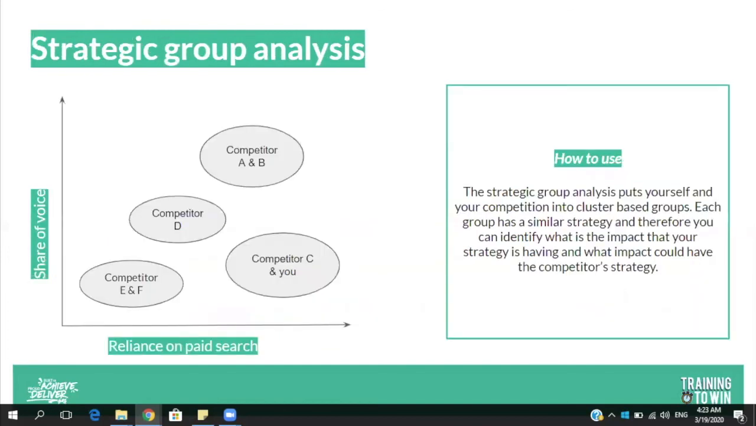Good. Then you have the strategic group analysis. What is this? You are grouping the competitors in smaller groups, right? And you see in which group you kind of fall, and the groupings are based on similarities.